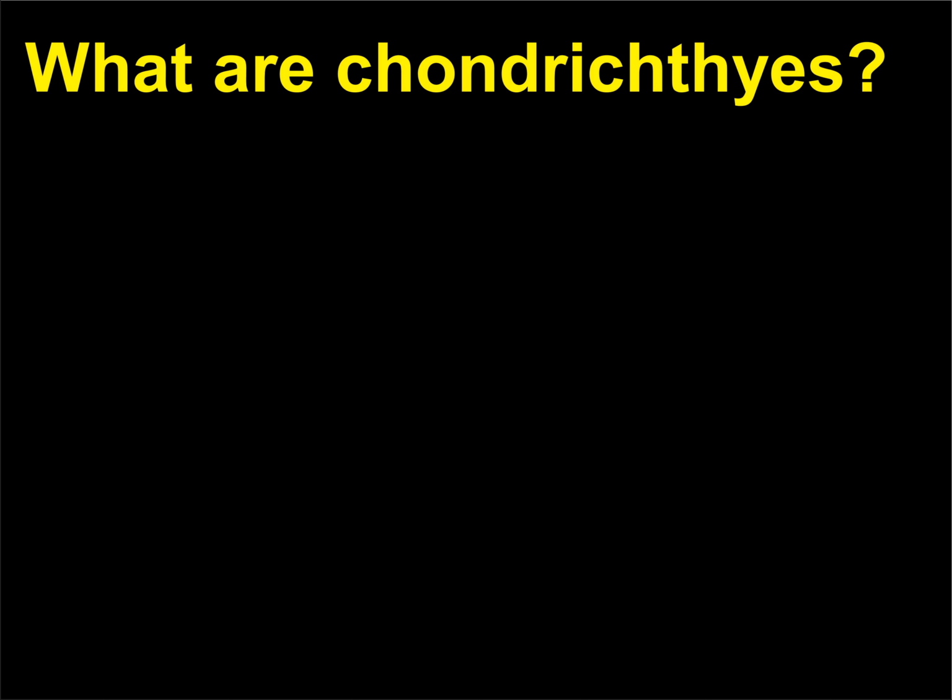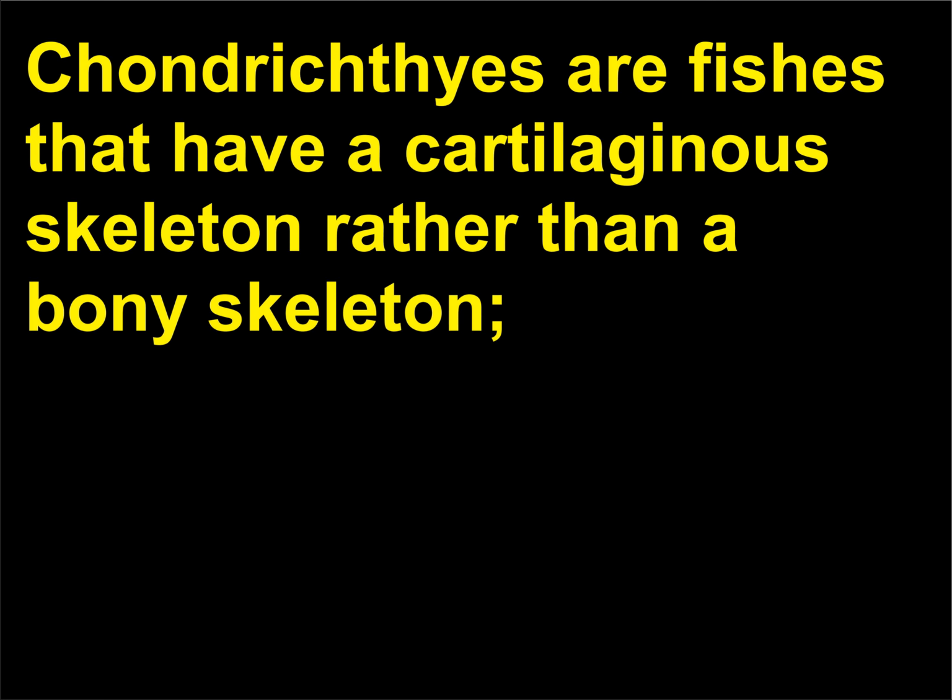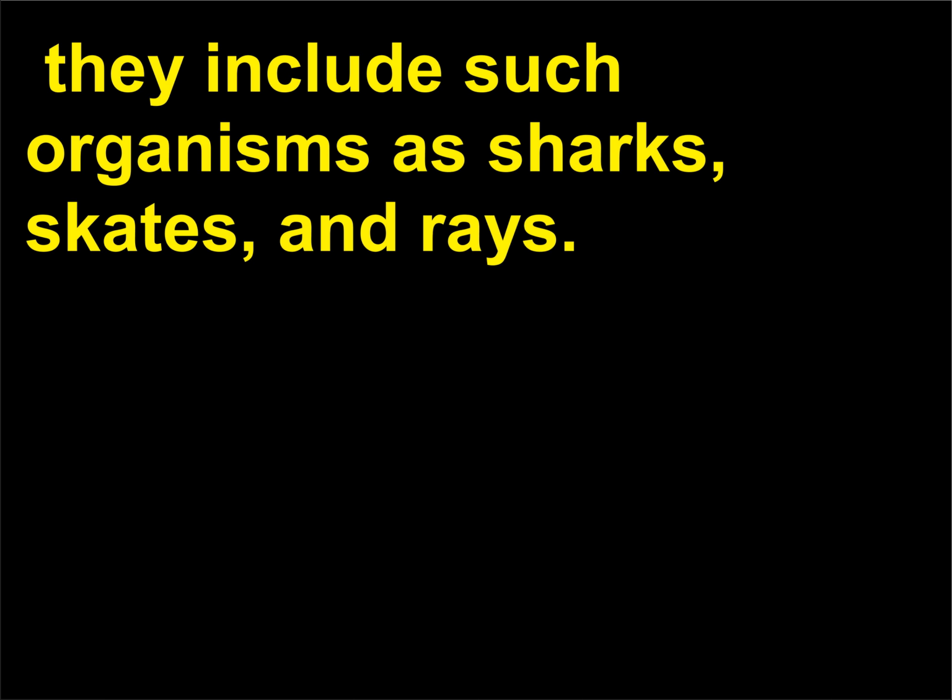What are chondrichthyes? Chondrichthyes are fishes that have a cartilaginous skeleton rather than a bony skeleton. They include such organisms as sharks, skates, and rays.